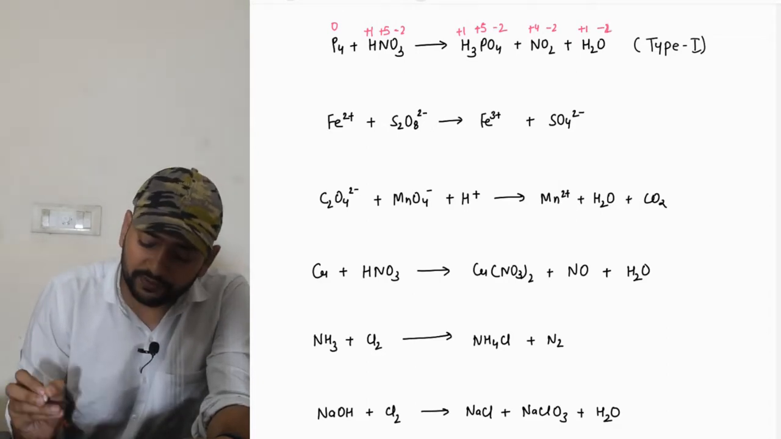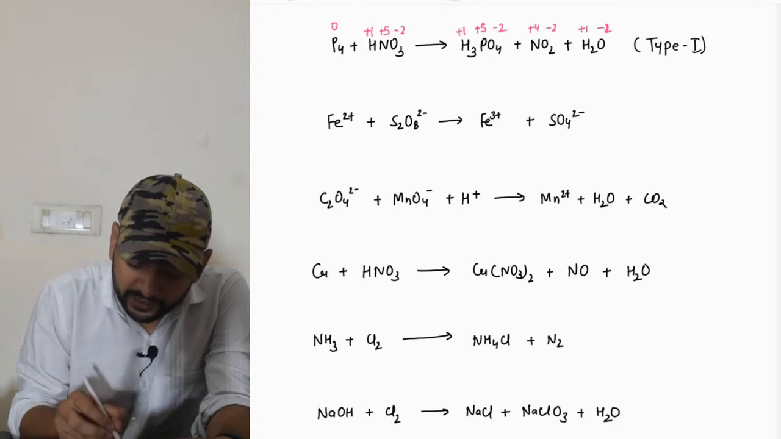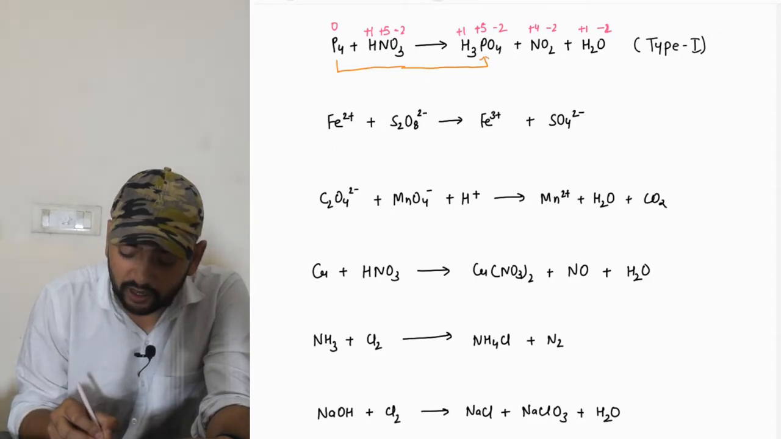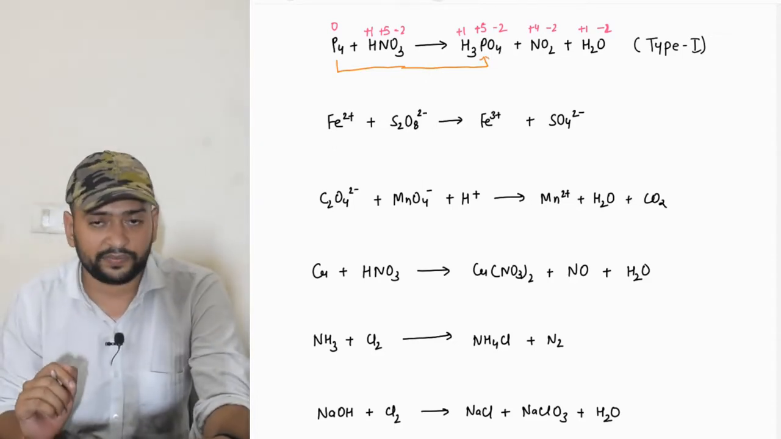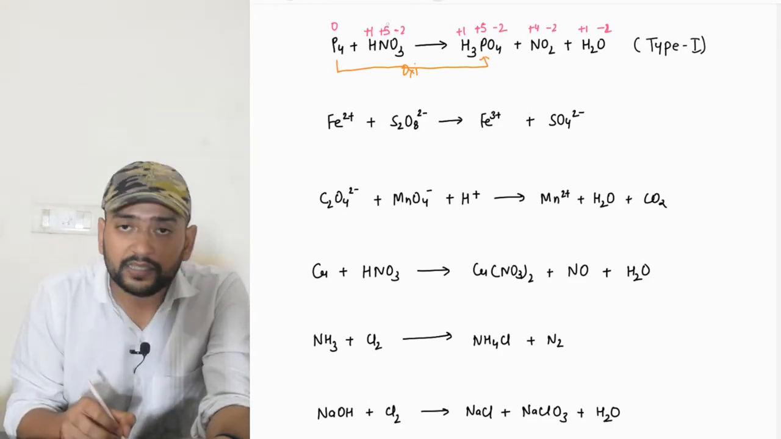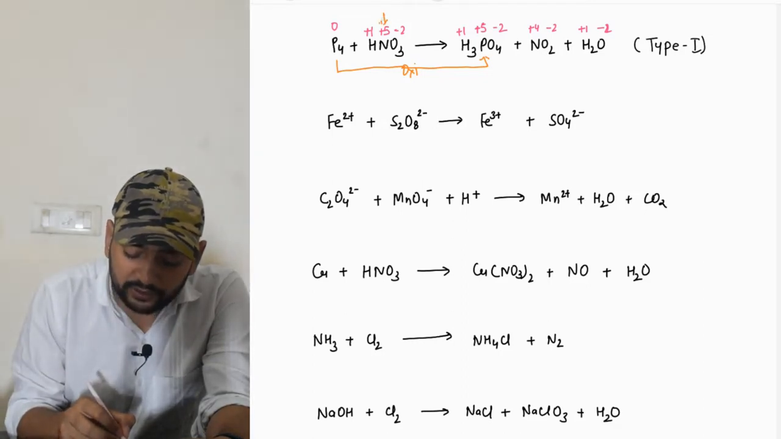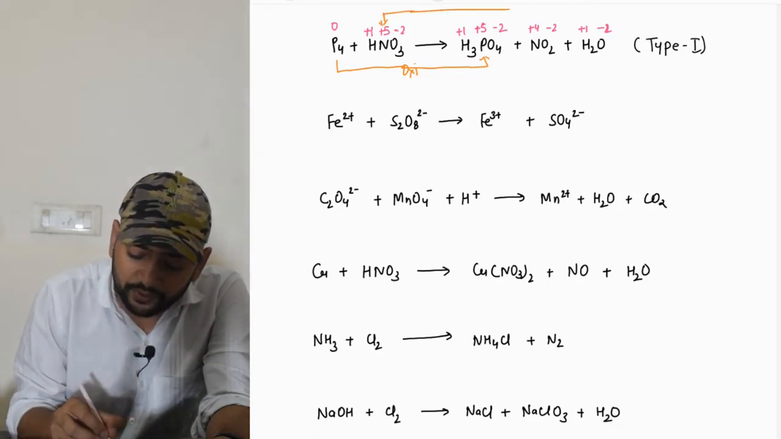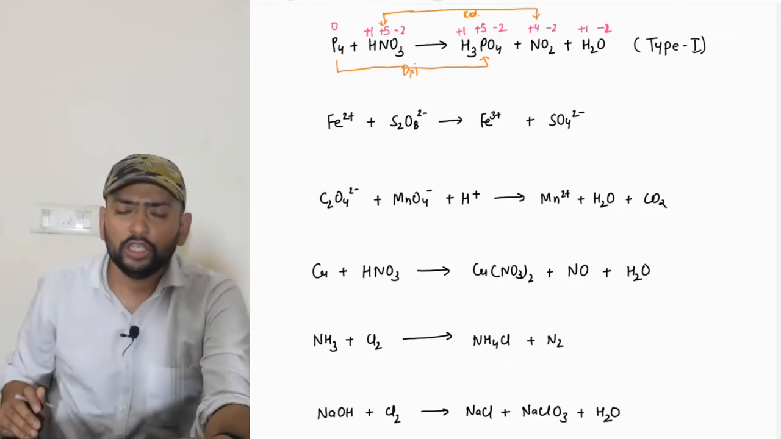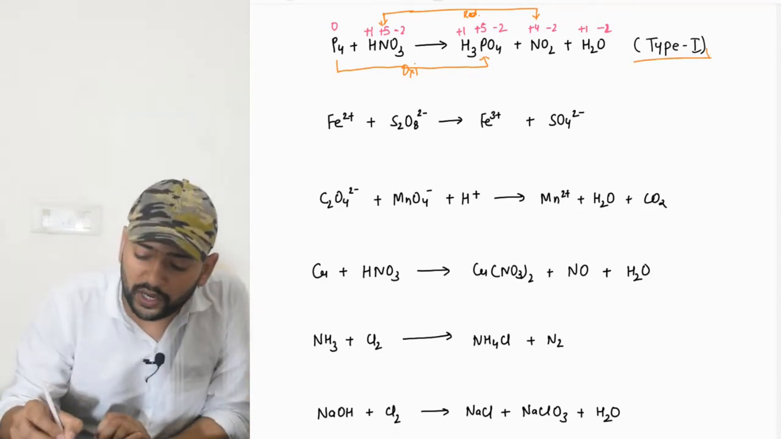Now what you can observe over here. First of all, as an observer, you should know what is happening. This phosphorus is changing its oxidation state from 0 to +5. It means that it is getting oxidized. And here the oxidation state of nitrogen is changing from +5 to +4. It means that it is getting reduced. Such kinds of reactions, we will classify as type 1.